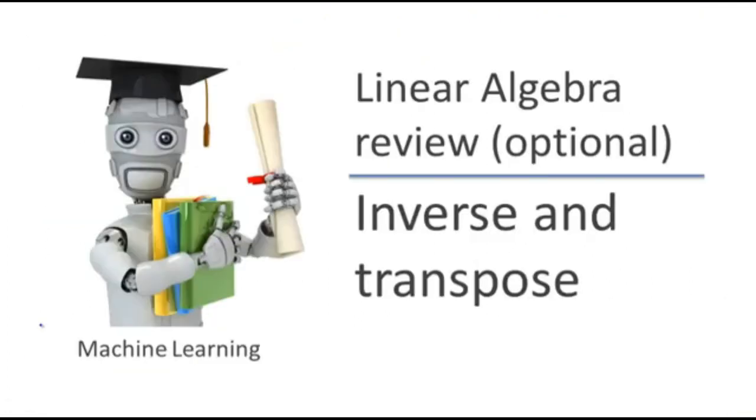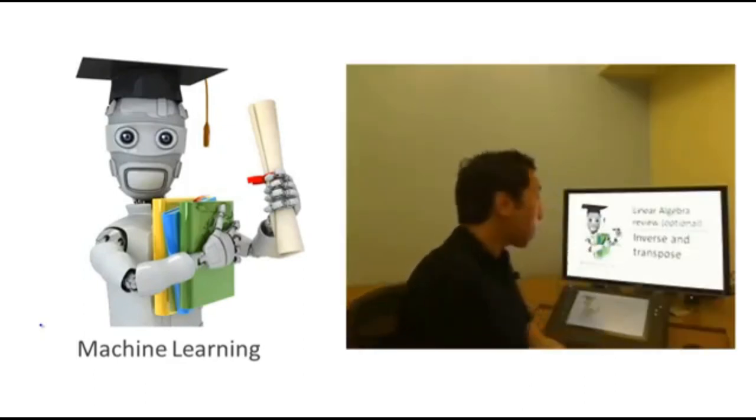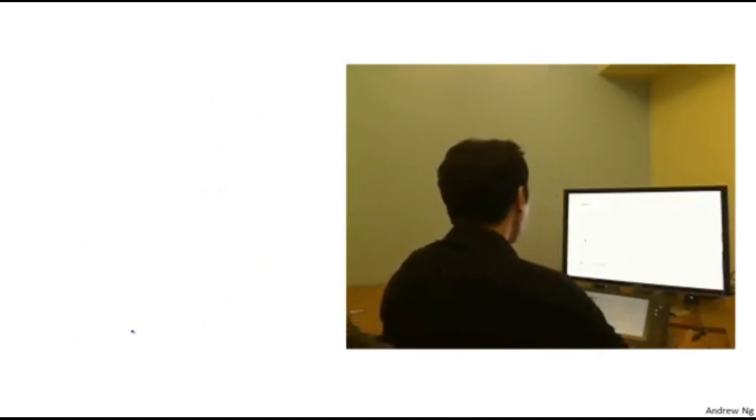In this video, I'm going to tell you about a couple of special matrix operations called the matrix inverse and the matrix transpose operation. Let's start by talking about the matrix inverse. As usual, we'll start by thinking about how it relates to real numbers. In the last video, I said that the number 1 plays the role of the identity in the space of real numbers because 1 times anything is equal to itself.